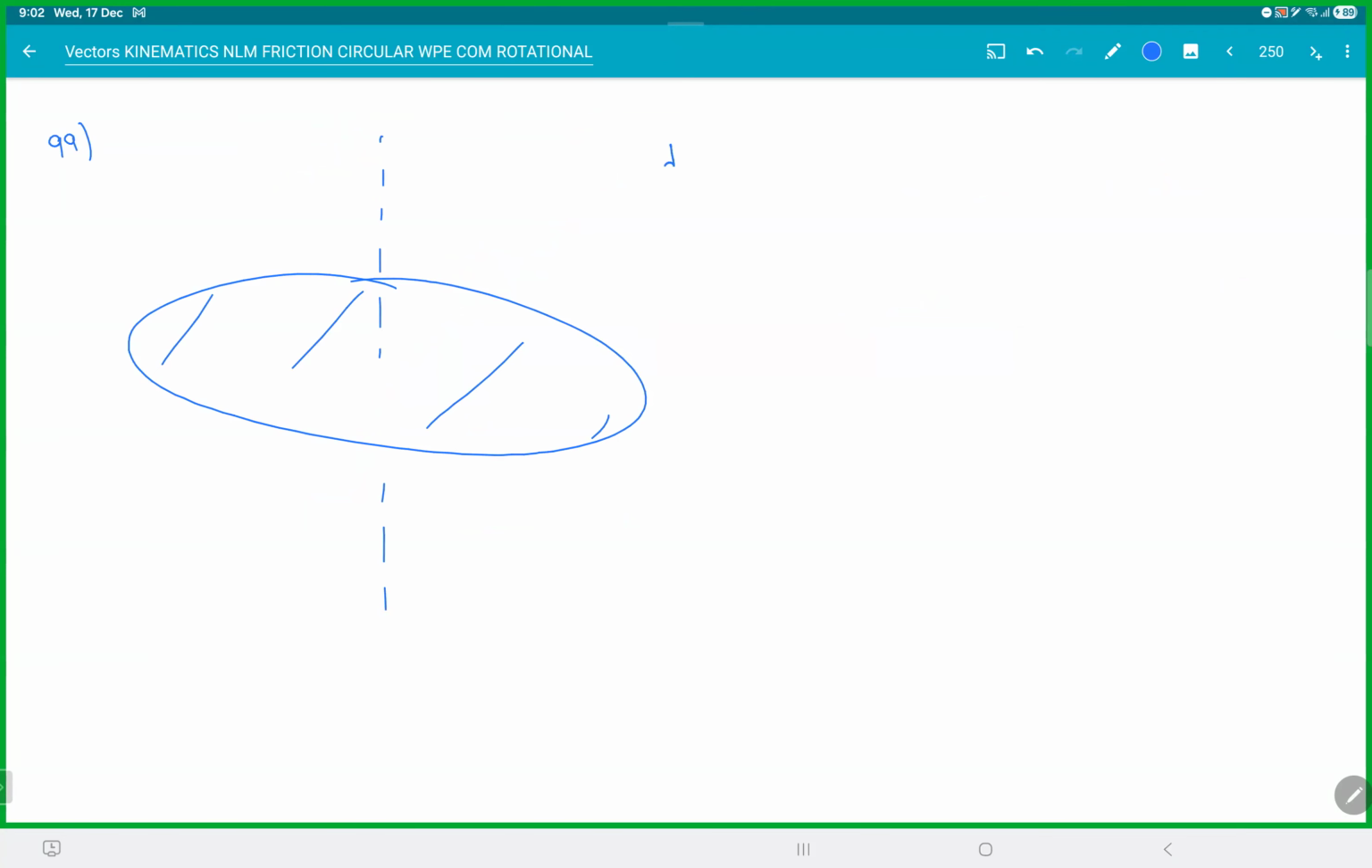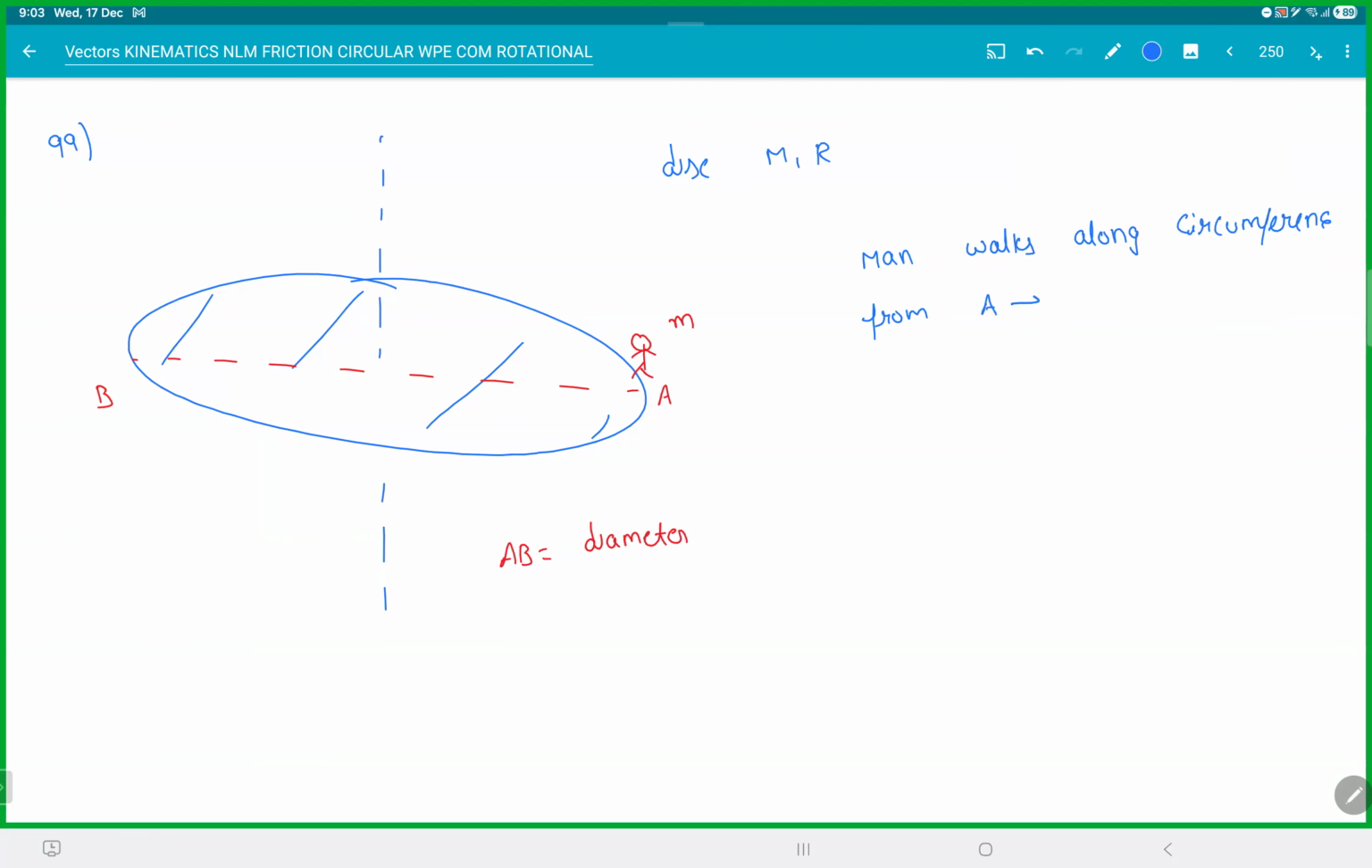We have a disk here, mass capital M, radius R. This is A, this is B. AB is the diameter. Others, do keep your cams on. And we have a person here, mass small m. This person walks along the circumference from A to B. Now, when he starts walking from A to B, the disk will not keep quiet. The disk will rotate in the opposite direction. Find the angle rotated by the disk.